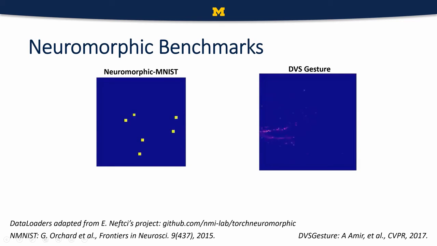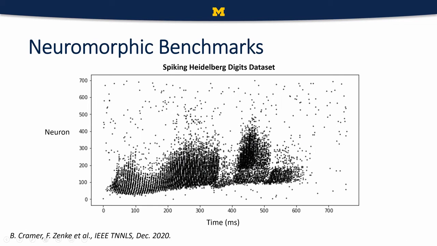And there's also the DVS gesture data set by the IBM guys, published at CVPR several years ago. Yes, what you're seeing here is, I guess, a right arm moving, I think, anti-clockwise. So these data loaders have been provided in snnTorch, again, thanks to Emre's work. Also included is another really, really cool data set that was presented by Friedemann Zenke's group called the Spiking Heidelberg Digits data set. Now, I think this data set is really, really nice.